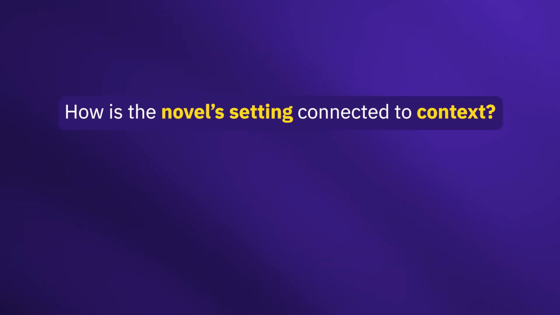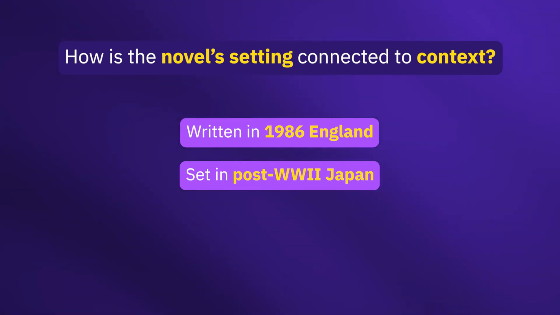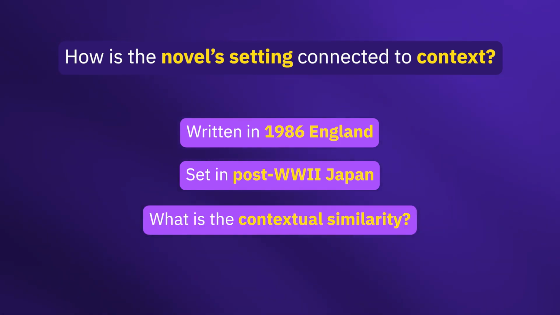How is the novel setting connected to context? What is the context? Okay, so we're in like 1986 England. This is really important. The better responses, the better essays will talk about this. It's written in England in 1986, but it's about Japan post-World War II, very early post-World War II and around that period, right? What's the similarity between them?